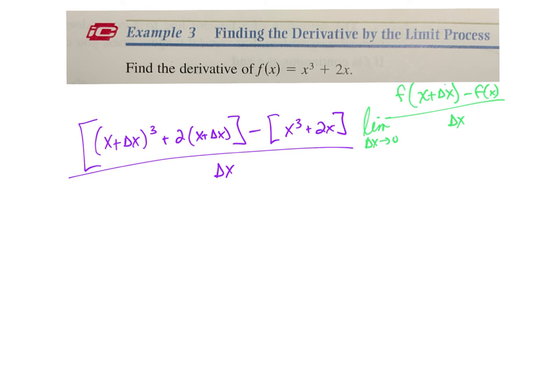This process is torture, right? I mean, this is like, really? You want me to cube that binomial? And so what you start finding is you start then finding your shortcuts for derivatives, okay? You start finding your shortcuts.